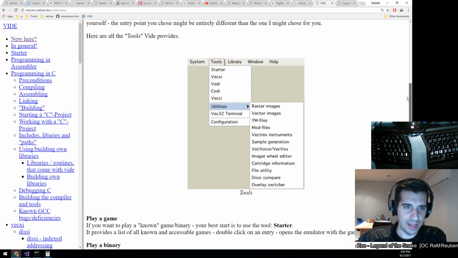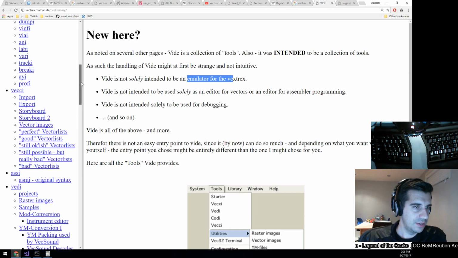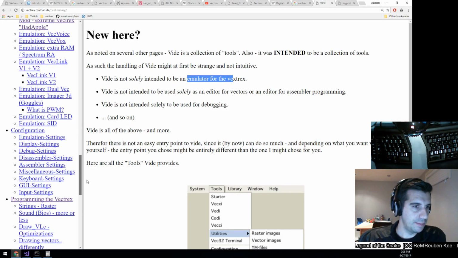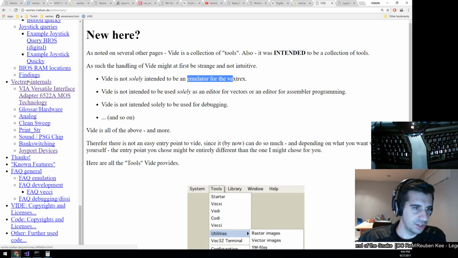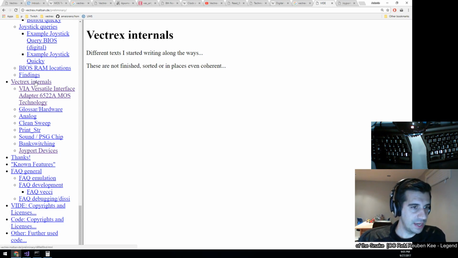And what's really great is that he documented a lot of stuff. So you can see here lots of documentation, and the section that was interesting to me is down here, Vectrex internals. So here he goes in and he documents the VIA chip.